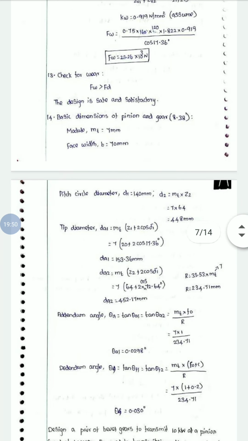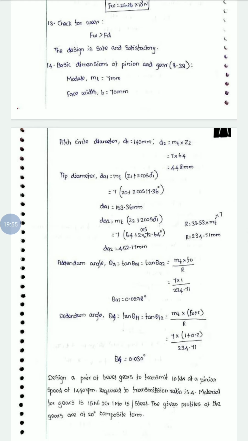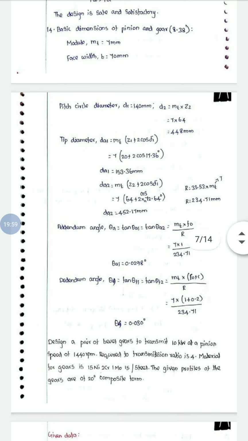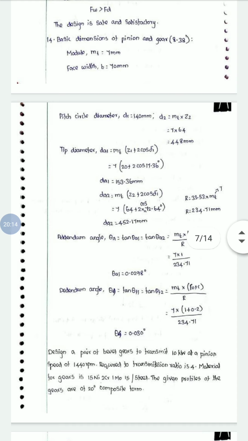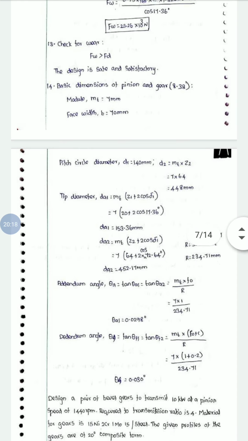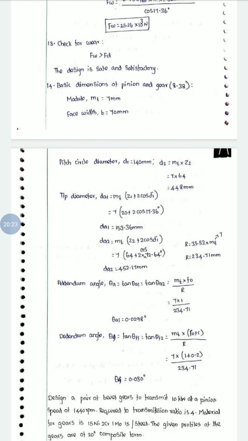By substituting all the values, that is tip diameter mt into z1 plus 2 cos del 1, we can find out the da1. After that, the same formula for finding da2, but instead of del 1 you substitute del 2 in this case. By substituting that we can find out da2. Next step is the addendum angle theta a: tan theta a1 equals tan theta a2 equals mt f0 by r, where the f0 factor is equal to 1, also in the same page number 8.38. By substituting that we can find out theta a1 as 0.0298.